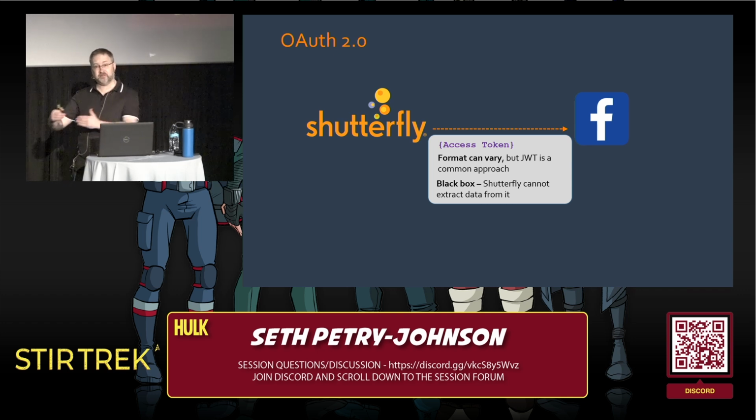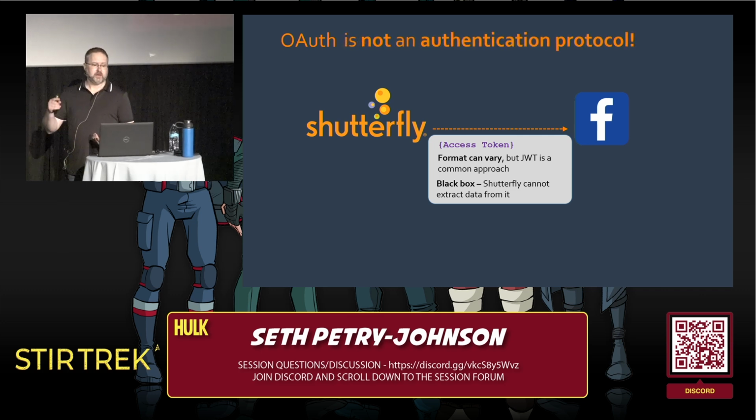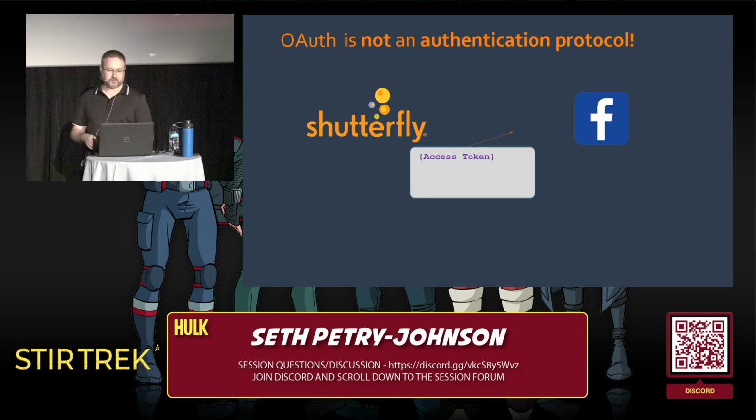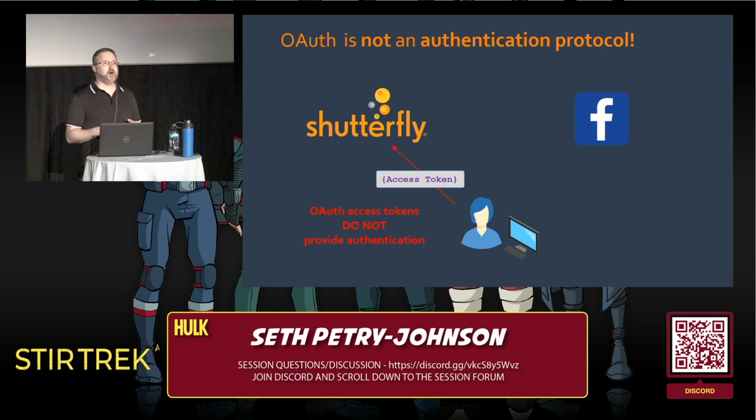Shutterfly can send it to Facebook to get data, but it can't get any information from the token itself. And that point is really important. It means that OAuth is not an authentication protocol, and it should not be used as one. OAuth allows Shutterfly to access Alice's Facebook data. It does not allow Alice to authenticate to Shutterfly.